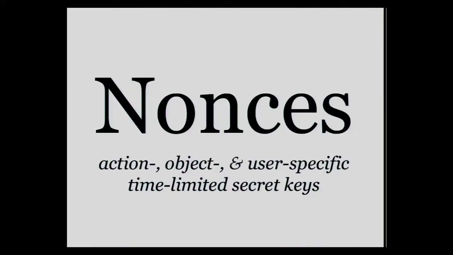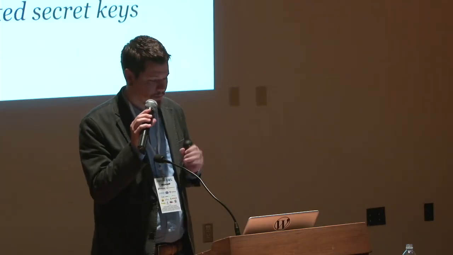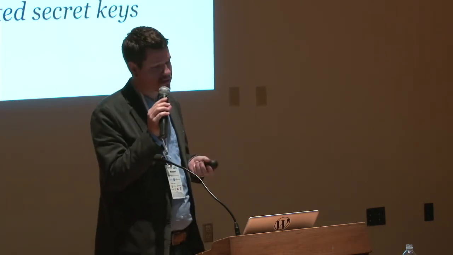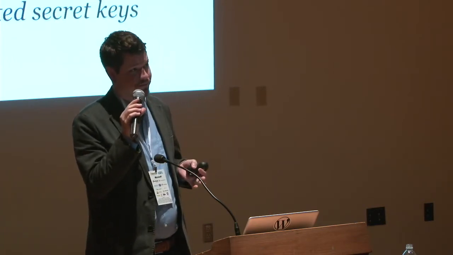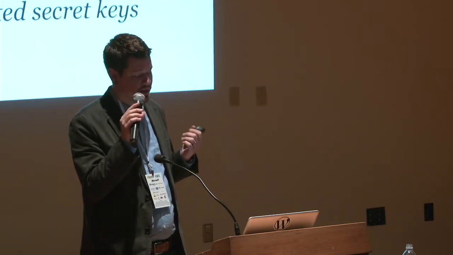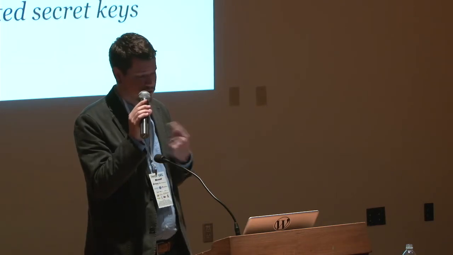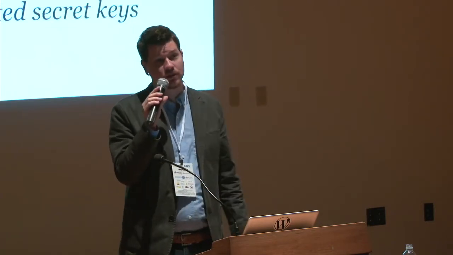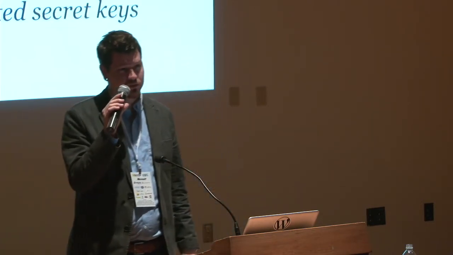So we handle this with nonces, which is an abbreviation of number used once. What we use are not technically nonces because we don't use them once, we use them over a time period. So these are secret keys that are specific to the action, to the object, to the user, and to a time frame. So say I'm deleting post number 2. The nonce that I would use would be specific to me, user X. It'd be specific to the action of deleting a post, and it'd be specific to the actual post I was deleting. And it would only be valid for, I think it's 24 to 36 hours.